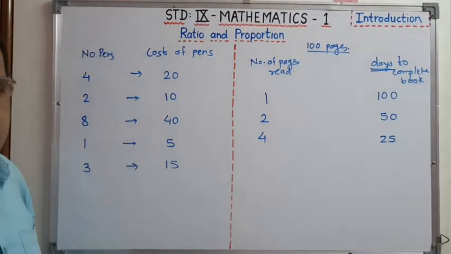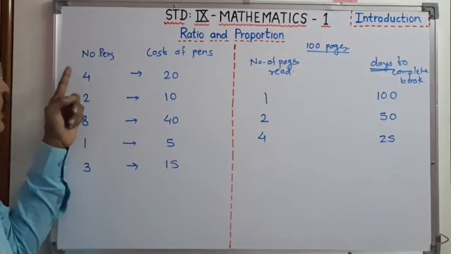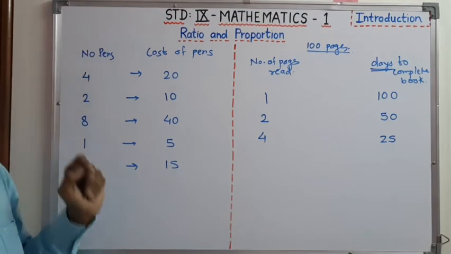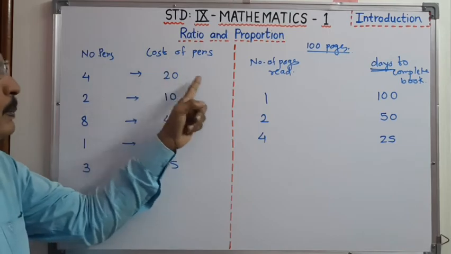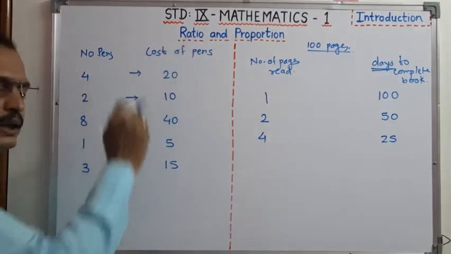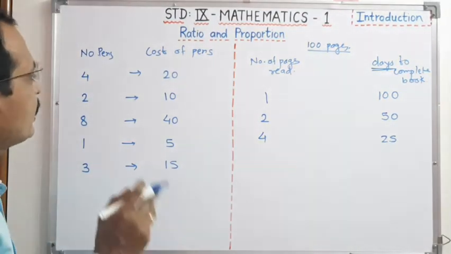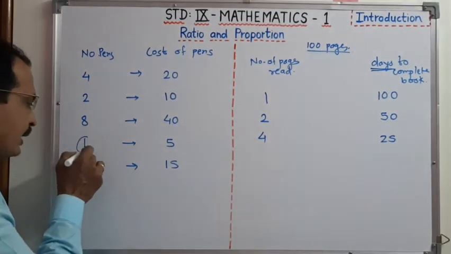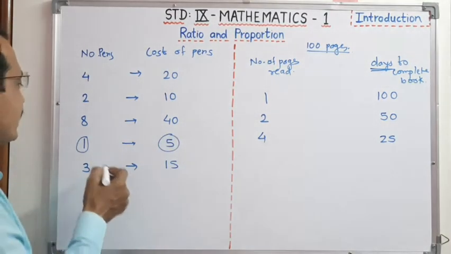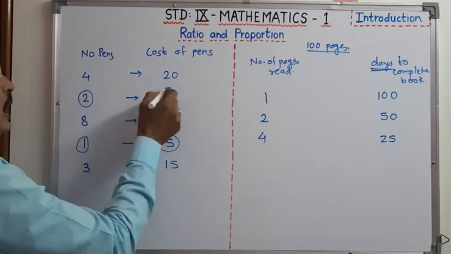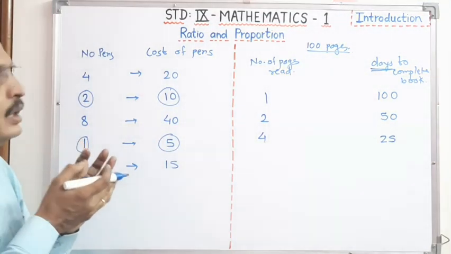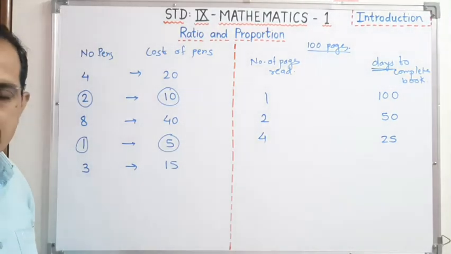If we observe this, you come to know that if I increase the number of pens, the cost of pens also increases, or the amount for the pens also increases. If I take 1 pen, I have to give 5 rupees. If I take 2, then I have to pay 10 rupees. As the number of pens increases, the cost of pens also increases.